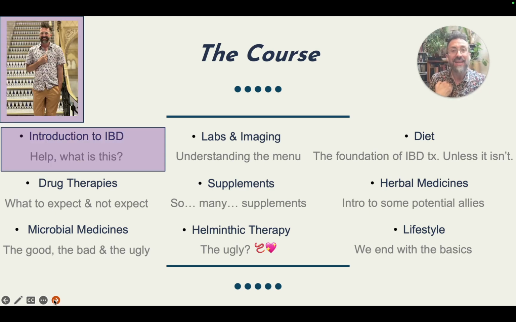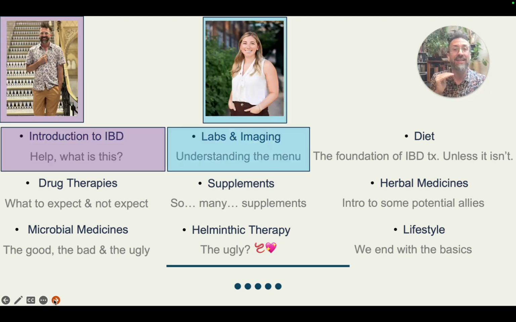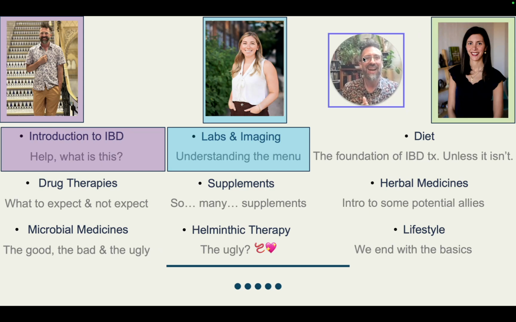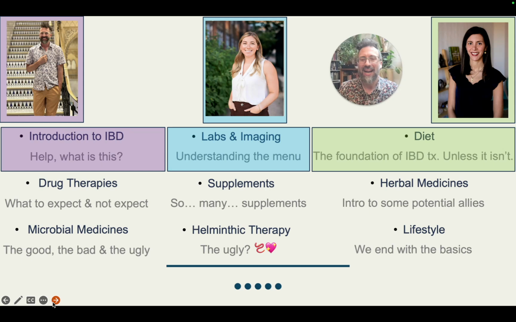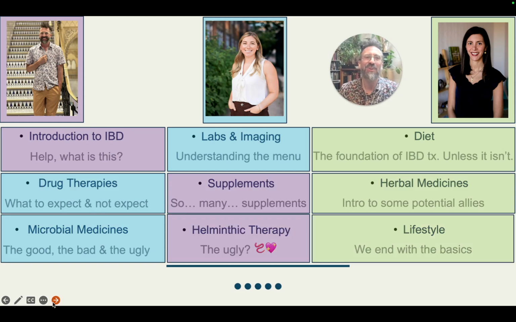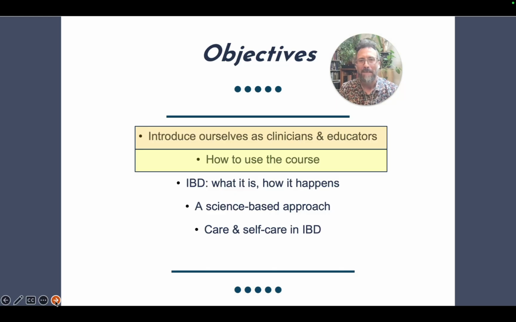So here I am giving this intro course, and Dr. Sheeler will do the next module about labs and imaging. And then Dr. Bustamante, nutritionist, will do the diet module. Then Dr. Sheeler for drug therapies, and me for supplements, Dr. Bustamante for herbs, and you'll end up getting 3 modules from each of us before the end of the course.